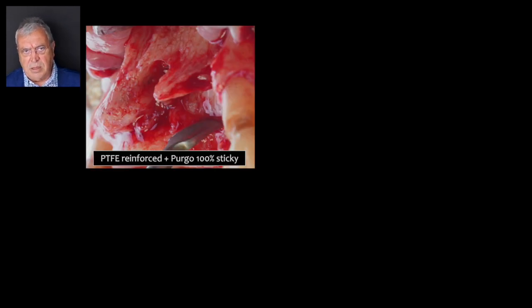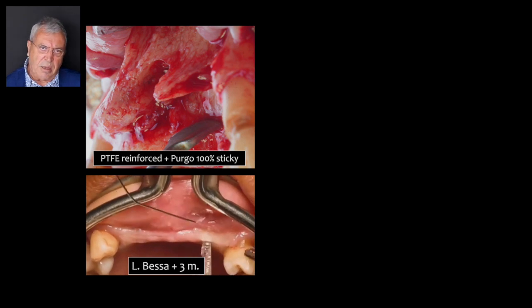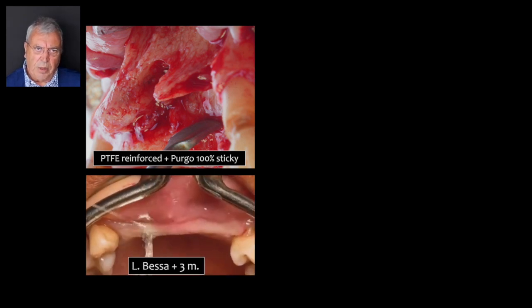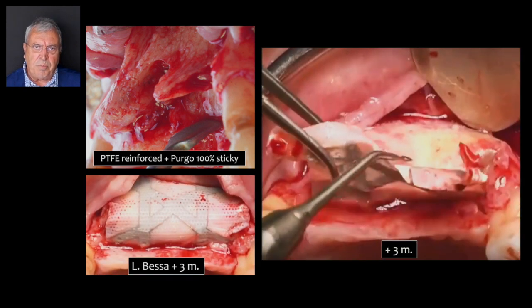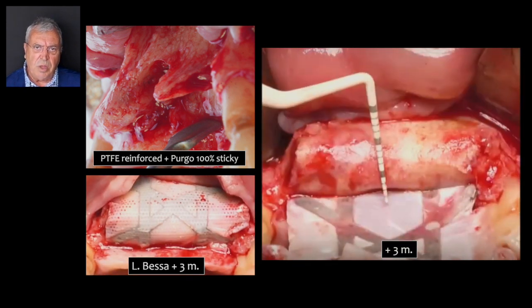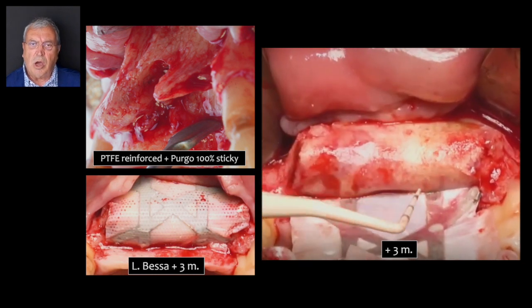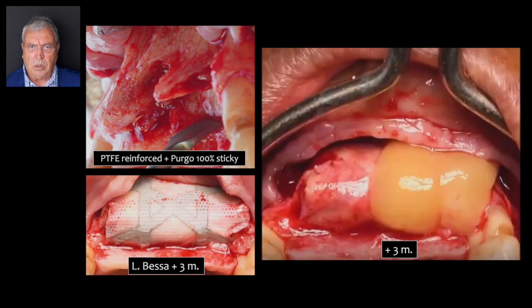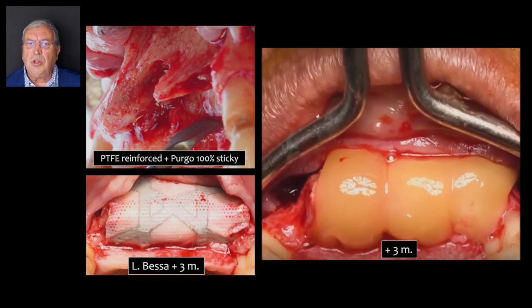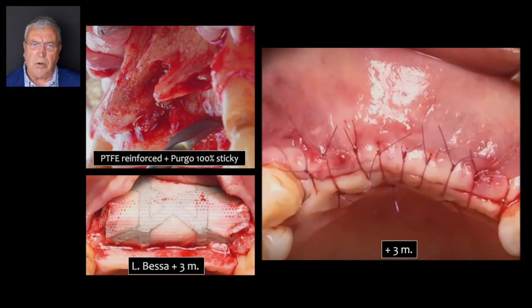This is a case made by a friend in Portugal. He made the augmentation in the maxilla with a PTFE membrane, and look at the 3 months reopening. No mixing, no autogenous bone. We don't need it when we use a non-inflammatory biomaterial.